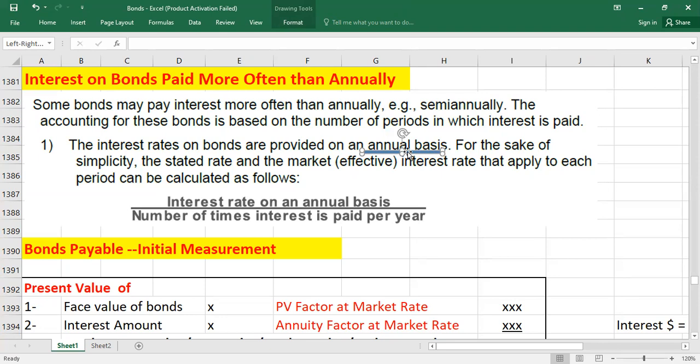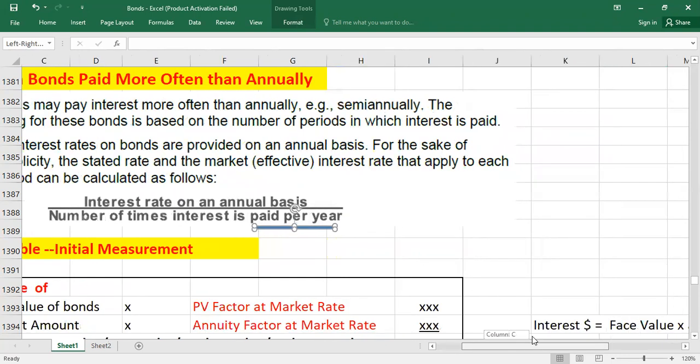Because we are going to pay interest every 6 months, we need to first adjust the annual interest to the 6 month interest. So this is the formula which we can use. We will take the interest rate on an annual basis and divide by the number of times interest is paid per year, because this is really important here. If interest is paid after every 6 months, it means you are going to pay interest 2 times in a year. Let me show you a small example.